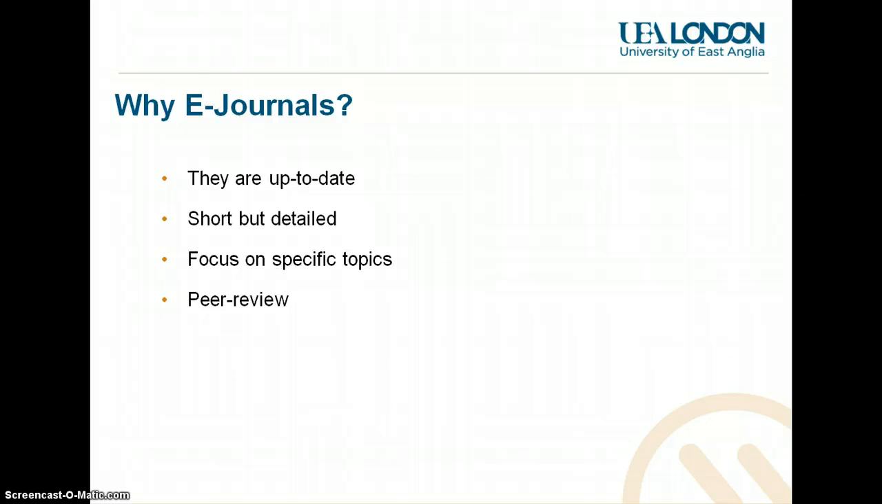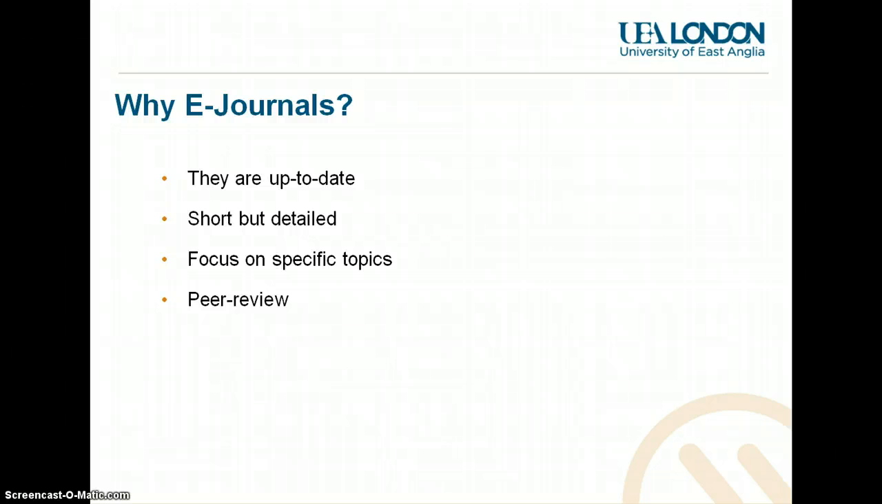Journal articles are more up-to-date than books. Books can take a number of years to be written and published, so even if the book you have selected was published in 2012, it was probably written in 2009 or 2010. This means that the information is already out of date by the time it reaches the shelves. This can be a particular problem in fast-moving subject areas like science, business, and finance.